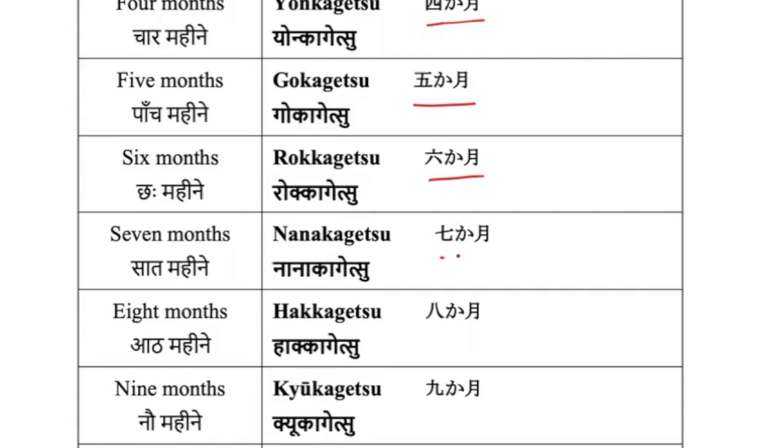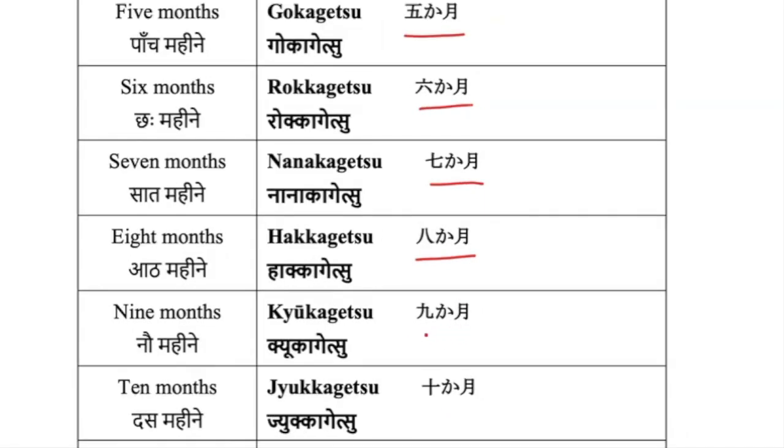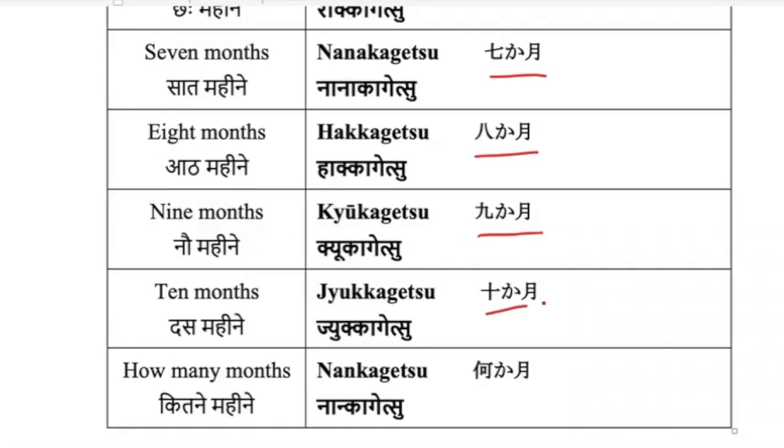So 7 months is nanakagetsu. Nana is 7. 8 months is hakkagetsu. Hachi is 8, but here it's an exception. It is hakkagetsu. Then 9 months is kyukagetsu. Here 9 is kyu. Kyukagetsu. 10 months is jukkagetsu. It is ju, but since it's an exception, it is jukkagetsu. And to ask how many months, it is nankagetsu.